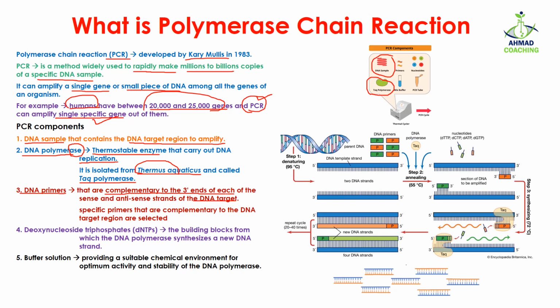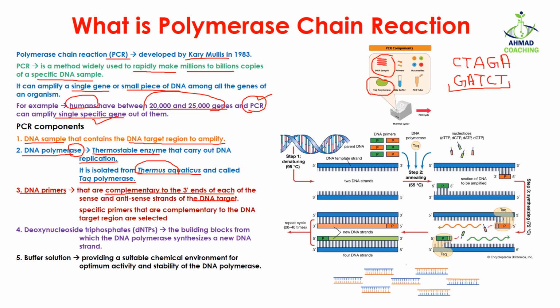For example, my DNA target sequence is C, T, A, G, A. I'm going to make a primer which is complementary to this sequence, which will be G, A, T, C, T. So this is my primer. The primer should be complementary to your DNA target.